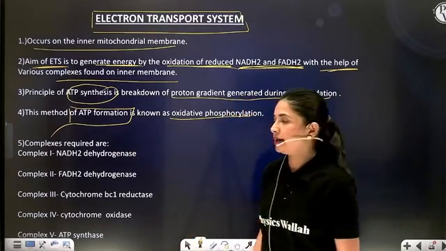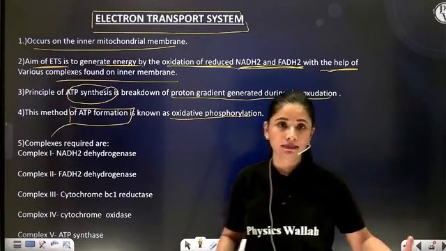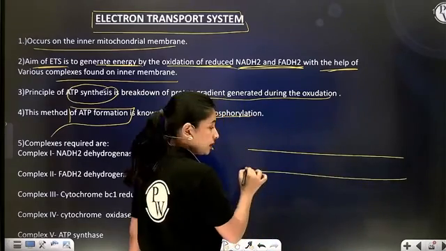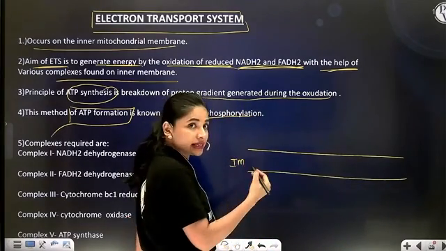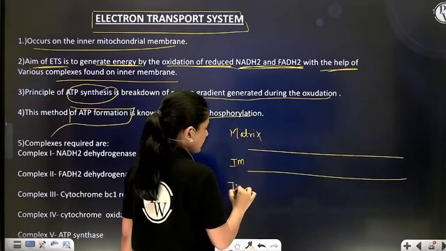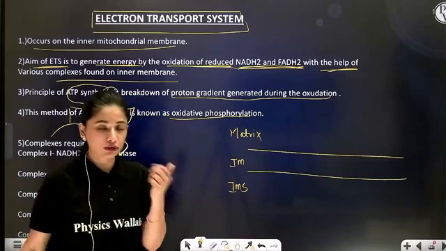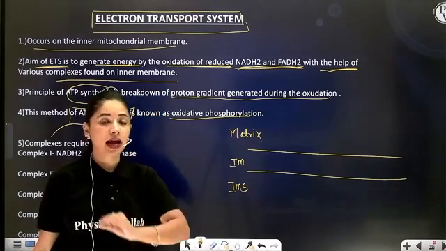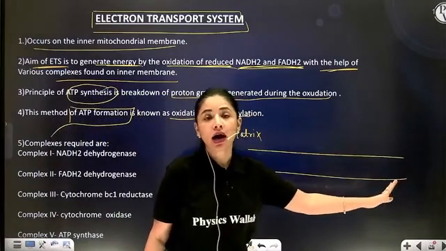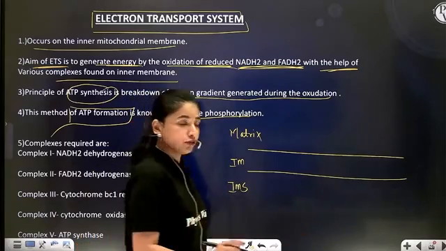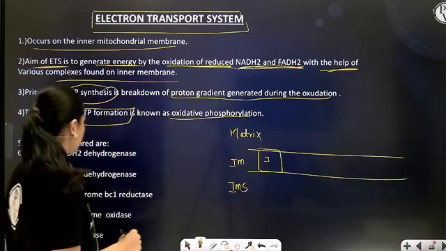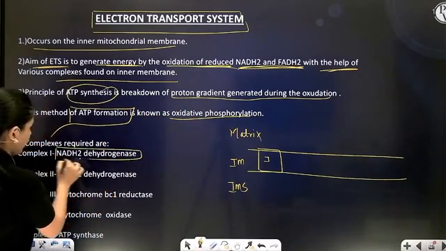Okay, moving ahead. Now what are those complexes on the inner membrane? So suppose this is my inner membrane of mitochondria, right? Now, towards the inner side of the inner membrane is present matrix, and towards the outer side is present intermembranous space. You all know the structure of mitochondria. Cell chapter has been already done. Okay, so on this inner membrane are present the various complexes. First is complex 1, that is known as NADH2 dehydrogenase.